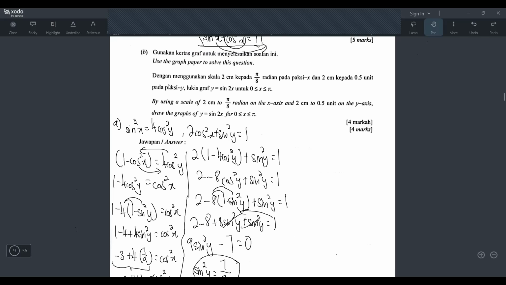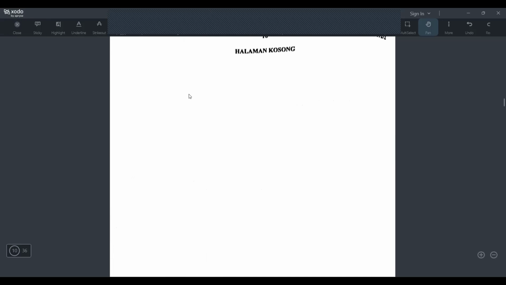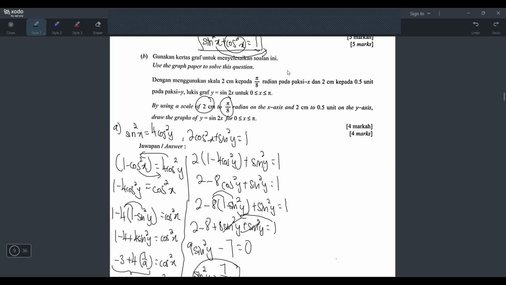Question B says, use the graph paper to solve this question. Did they provide me graph paper? Oh, okay, they did provide graph paper. So use graph paper, by using a scale 2 cm to pi over 8. What is pi over 8? Pi over 8 radian. If you convert to degree, you multiply by 180 over pi, right? So you cancel, 180 divide 8, you will get 22.5 degree.